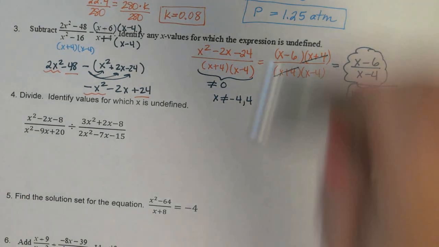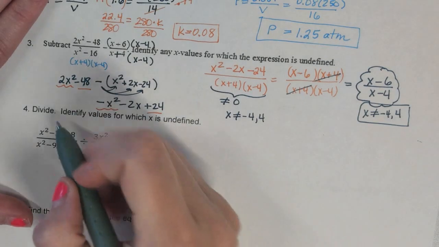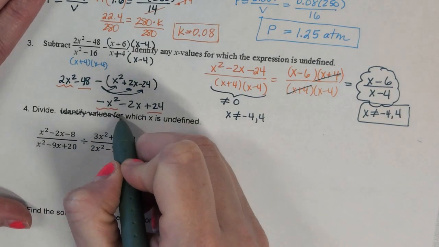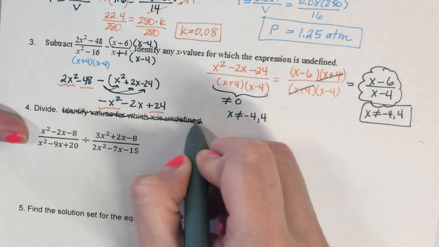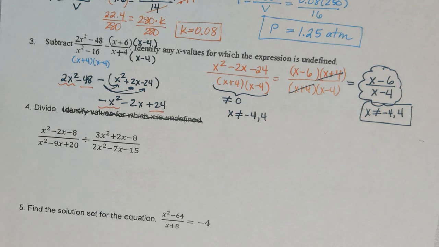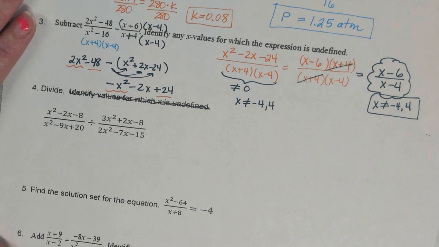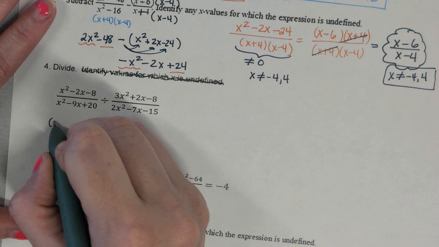Alright, in my directions I told you guys that when you're dividing, we're not going to have to identify the values for which x is undefined. It's only if you're adding or subtracting that you will do that. Now if you're dividing, remember, that's your keep, change, flip. You're dividing your fractions, so we're going to factor.